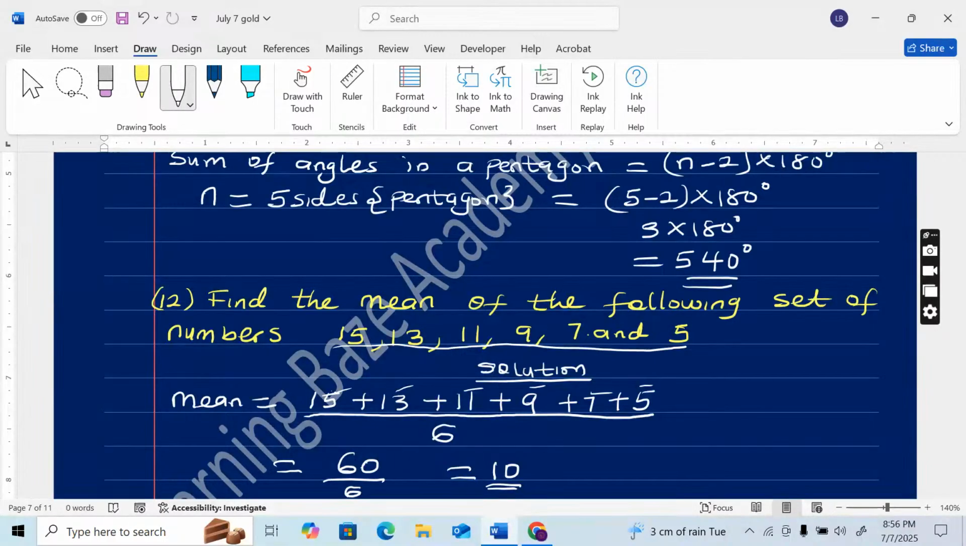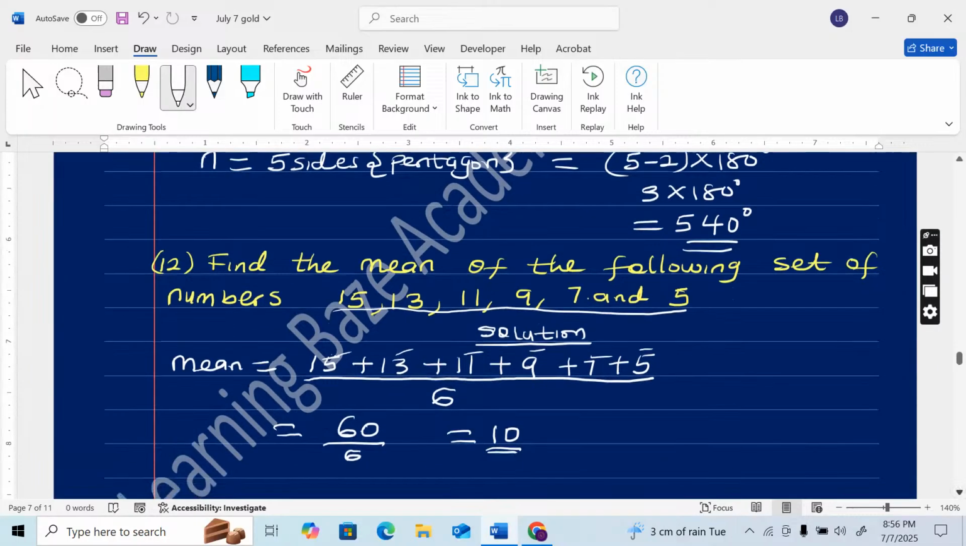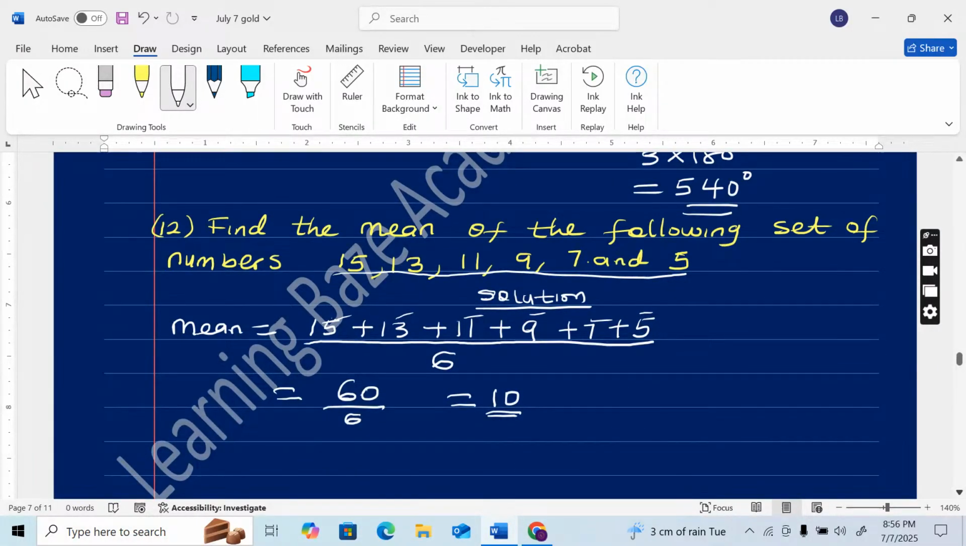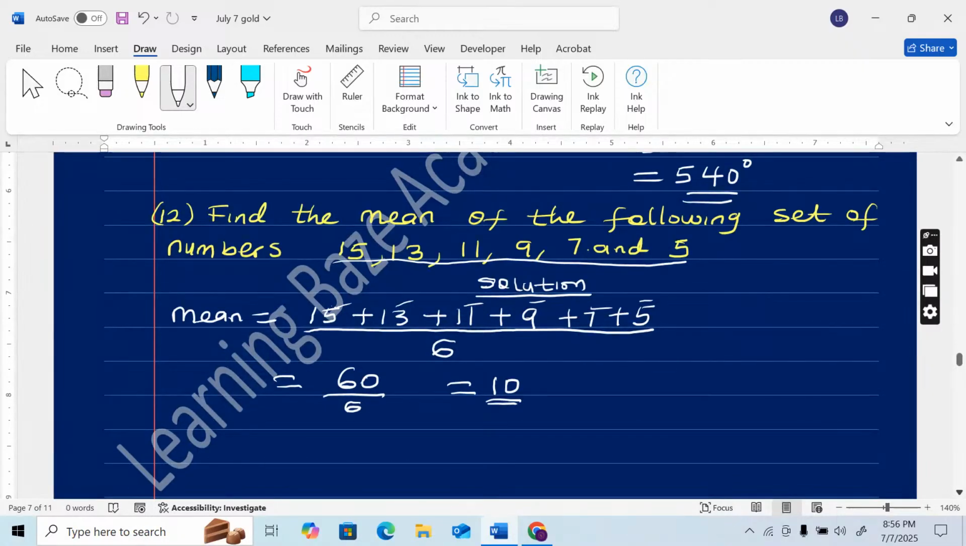Very good. The mean of these numbers is 10. It's not 10 meters. We are not dealing with length here. It is 10, just 10. Assuming we were given the data as length, we would add the units of the length, but this is just an ordinary number. So we'll move on to the next question.